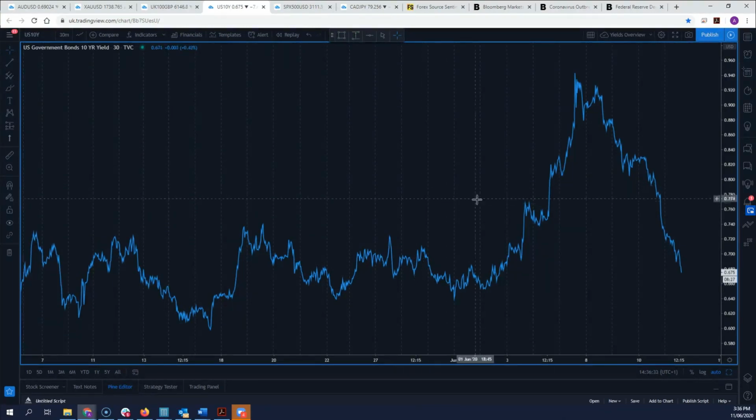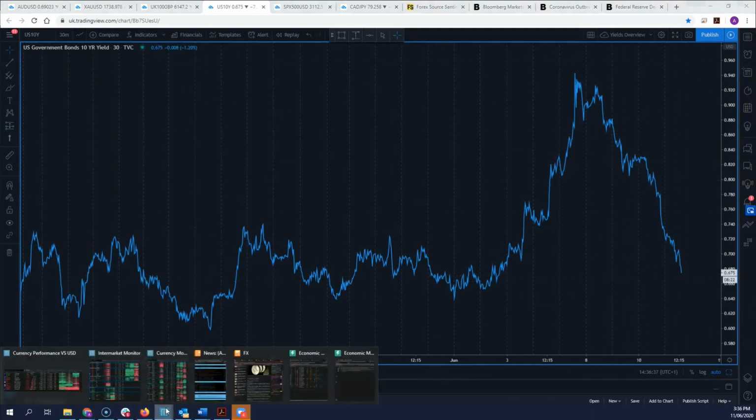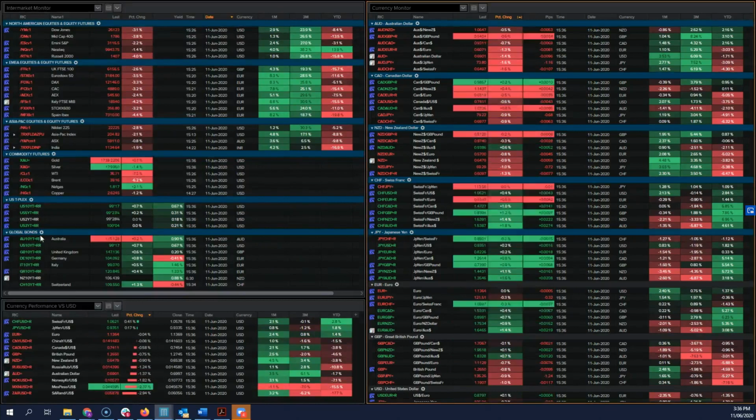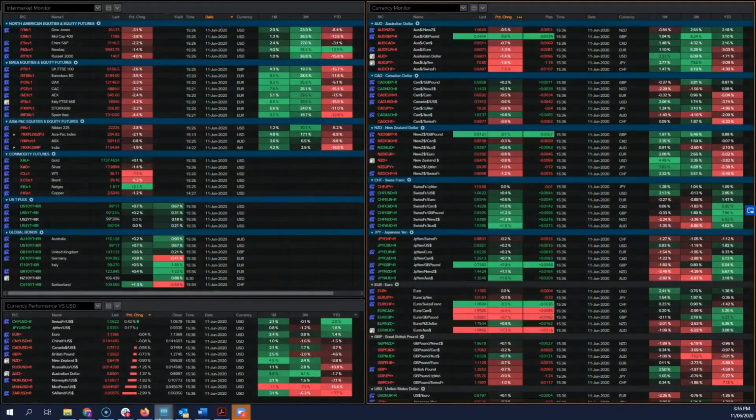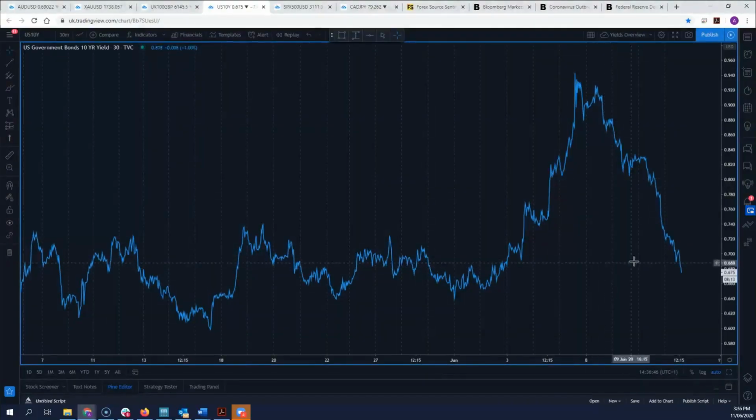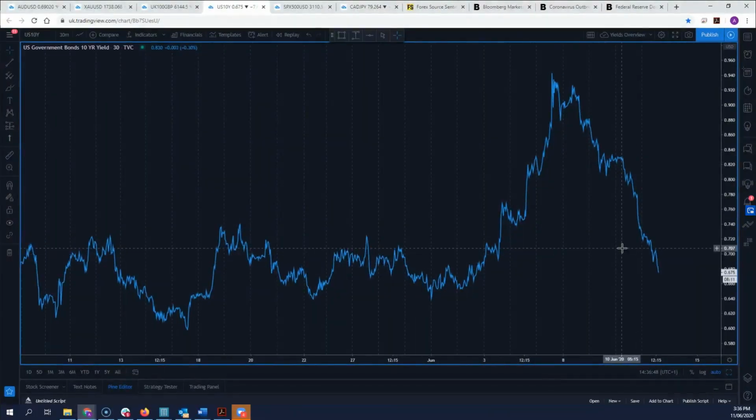So in today's session, for example, we've seen bond yields move lower. So obviously, if we go to our Zenith platform, we can see that bond prices are green. So bonds are in demand as a safe haven, which means that the yield should go down. So we're seeing that inverse relationship.